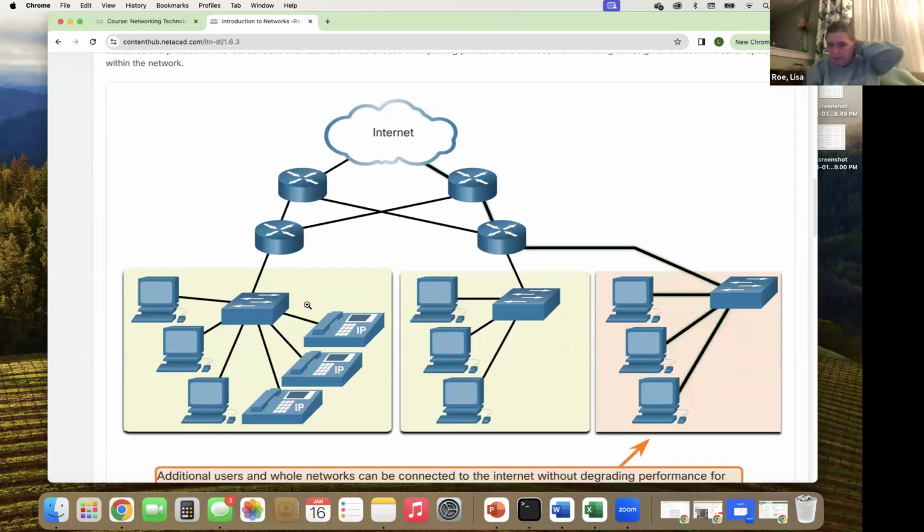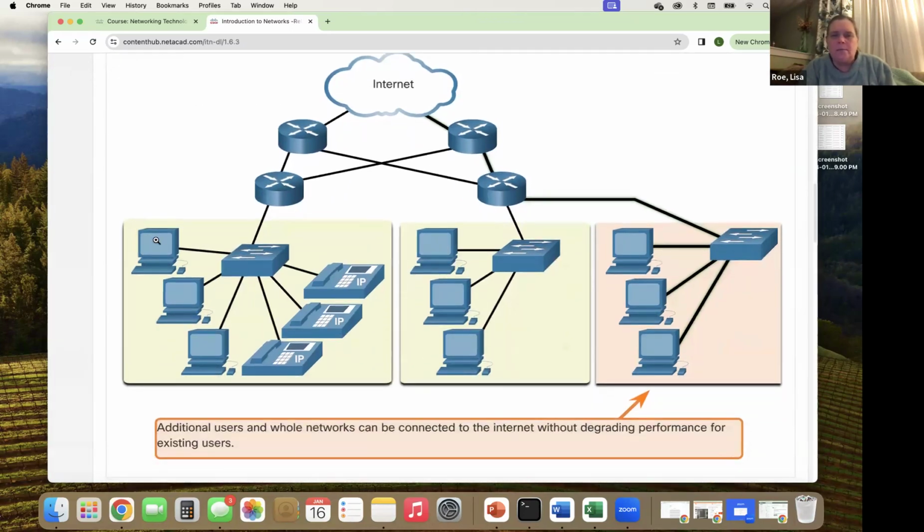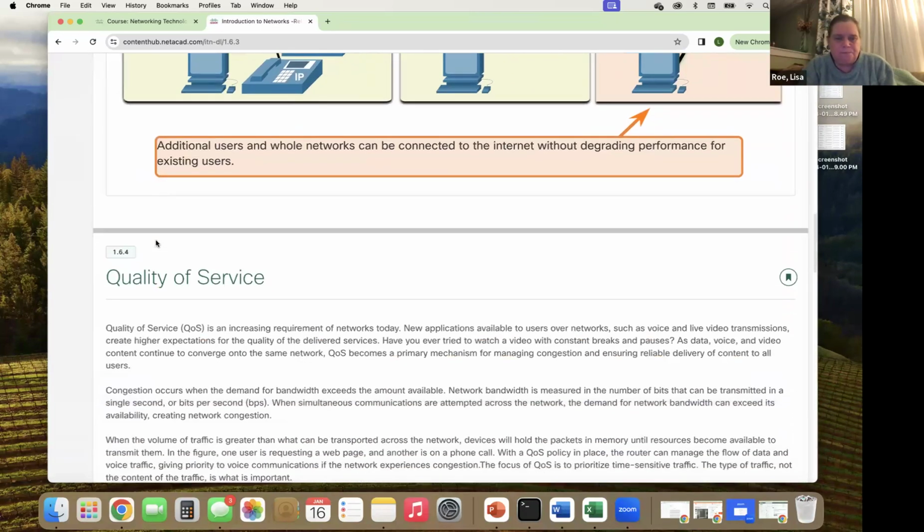Scalability, again, the ability to add devices, intermediary devices, end devices to your network. As the company grows, you're able to add users and add functionality because you have the equipment that can also grow, whether you're adding in another interface, you're adding in more memory, whatever. The device is not stagnant. You can actually upgrade the parts to make it do more.